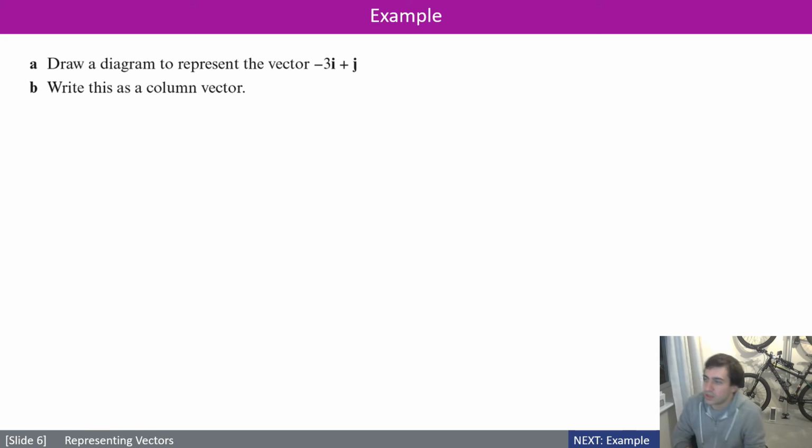Okay, it seems I anticipated this example already, so draw a diagram to represent the vector minus 3i plus j. Quite simple. A starting point, i is going to the right, so minus i is going to the left, and I've got 3 of them. So there we go, that's minus 3i. And then plus j is there, and therefore the vector is a vector sort of going up and to the left. And there it is.